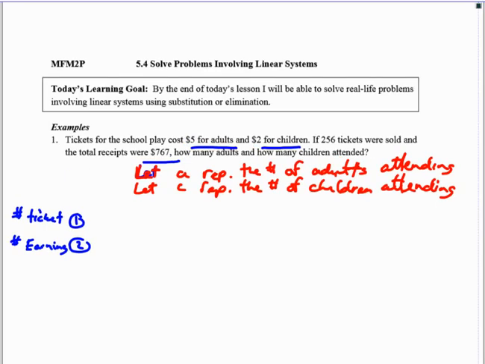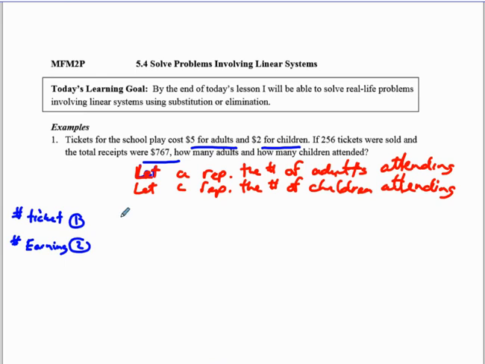So think about, could you come up with two equations? An equation for the number of tickets sold. Maybe pause the video and see if you can come up with an equation for the number of tickets sold and the total amount of earnings. All right, I'm back, and let's see if you came up with something like I am going to say.